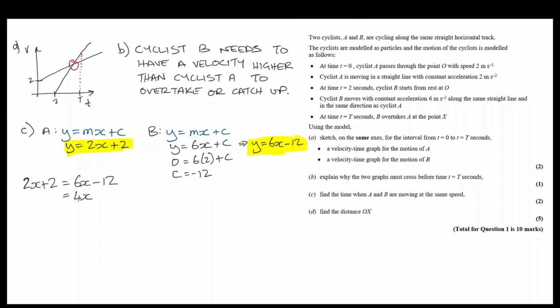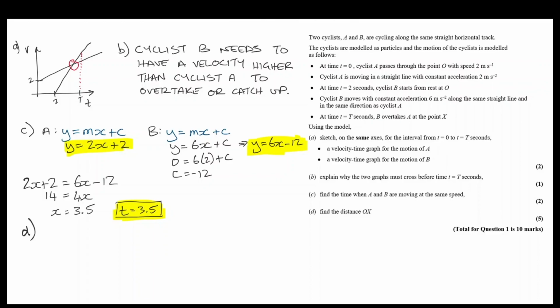Rearranging, and we get x equals 3.5. Well, x is the horizontal axis, time is on the horizontal axis, so time is 3.5. So after 3.5 seconds, they will have the same velocity for a split second, and then B starts to have a higher velocity. In part D of the question, we're asked to find the distance OX.